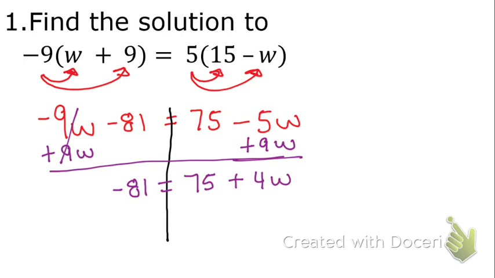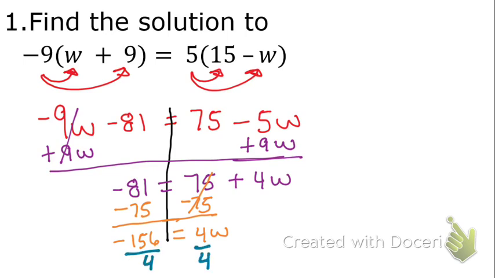Since I moved my variable to the right, I will be moving this constant to the left side. To get rid of it, I will subtract 75 because 75 minus 75 is 0. I will put this on the left side as well. Negative 81 minus 75 turns out to be negative 156. So now I'll bring my 4w. Our last step, as always, is to divide by 4. So our answer for this problem is w equals negative 39.